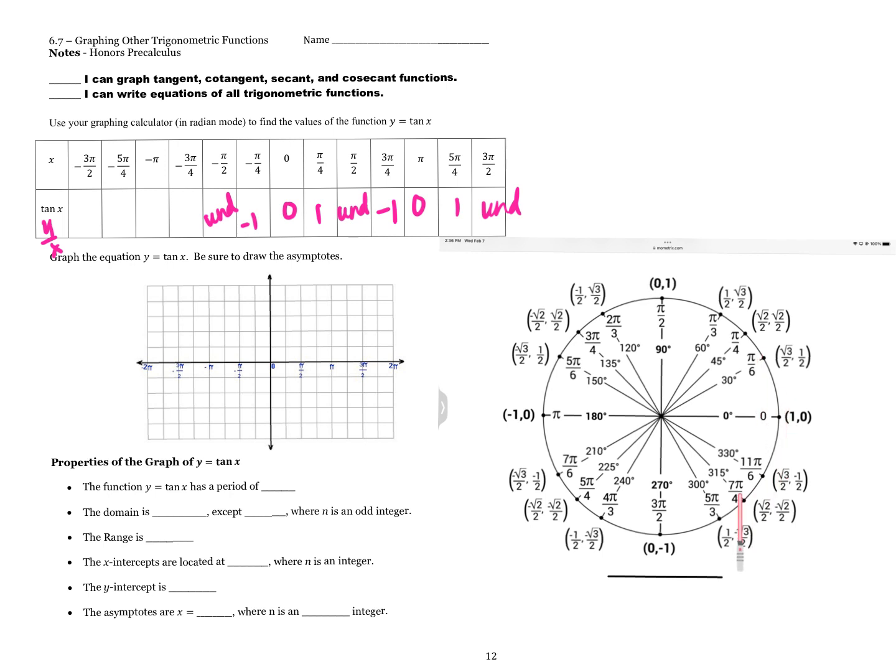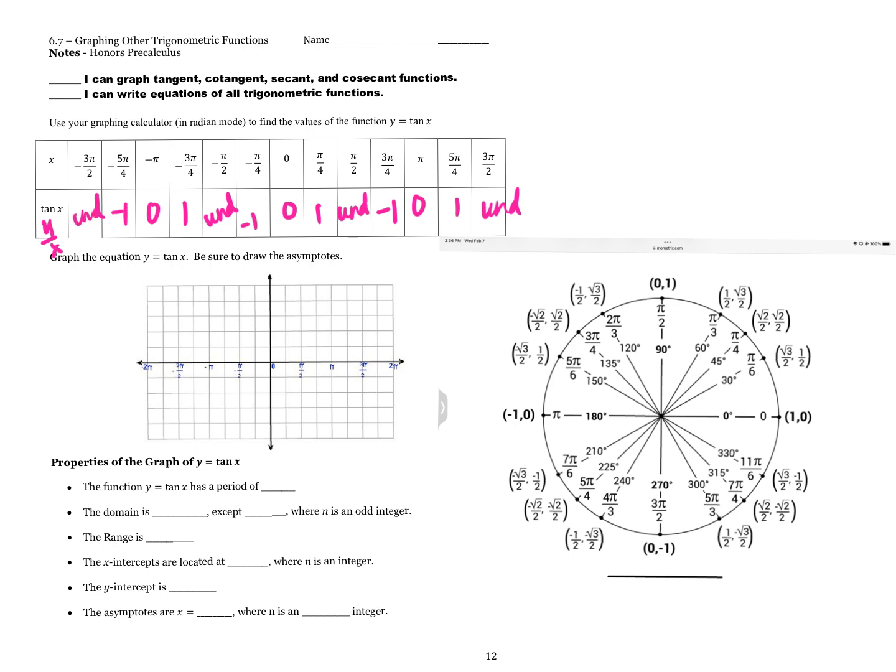-3 pi over 4, -1 fourth, 2 fourths, 3 fourths. What do you think about my y over x? Negative over negative is a +1. Negative pi, y over x, 0, awesome. -5 pi over 4, -1 fourth, 2 fourths, 3 fourths, 4 fourths, 5 fourths. -1, well done. Last one. -1 half, -2 halves, -3 halves pi, y over x, undefined.